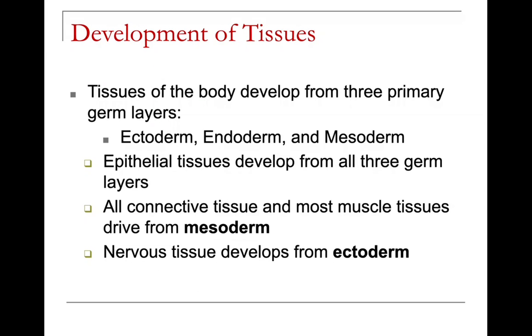So the way our tissues develop, they're going to come from three primary germ layers. We call them the ectoderm, endoderm, and mesoderm. So all of your epithelial tissues are going to come from all three germ layers. All connective tissues are going to come from mesoderm as well as most of the muscles. And then the nervous tissue is going to develop from the ectoderm.